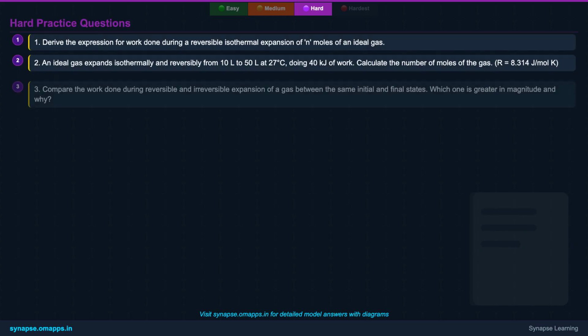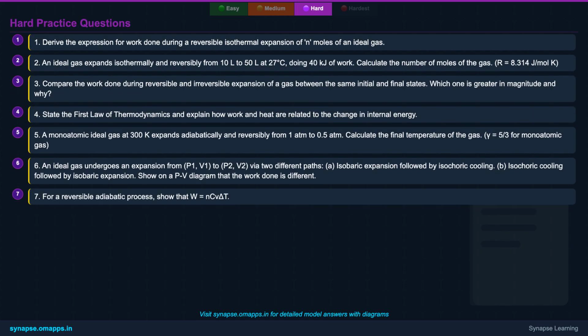These hard-level questions challenge your analytical skills. You'll need to derive expressions, apply the first law of thermodynamics, compare different types of work, and calculate work and temperature changes in adiabatic processes. Remember to consider the conditions, isothermal, adiabatic, reversible, or irreversible, as they dictate the appropriate formulas and approaches. Good luck in tackling these more complex problems.